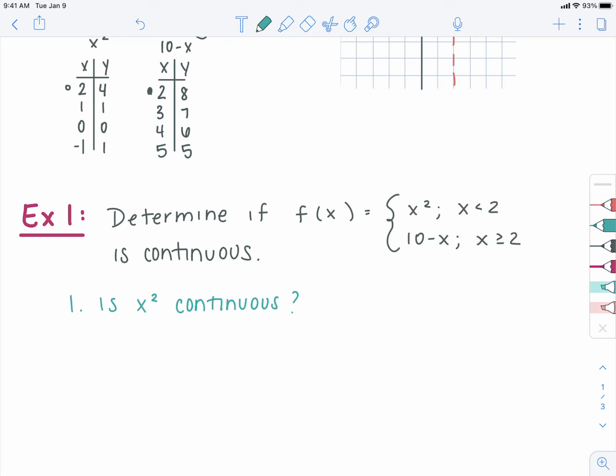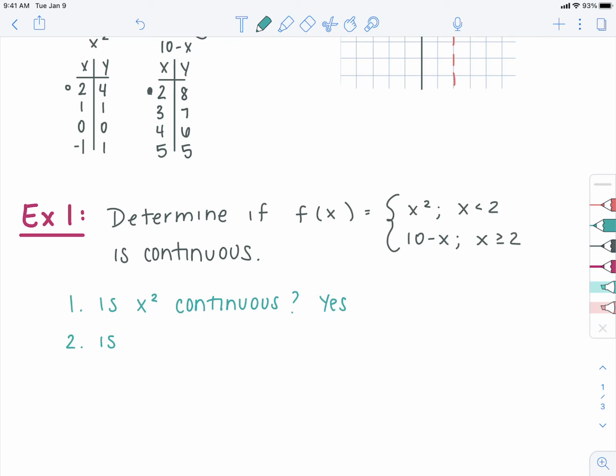If I look at x squared, am I going to have any holes or asymptotes in x squared? Do I have any factors that cancel out? Do I have any factors in my denominator that don't cancel out that I can set equal to 0? I don't even have a denominator, right? I also know x squared is just the shape of a parabola. So I know that x squared is continuous. Yes.